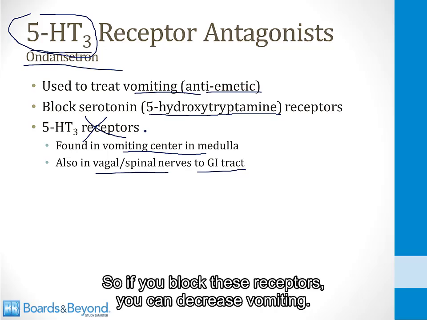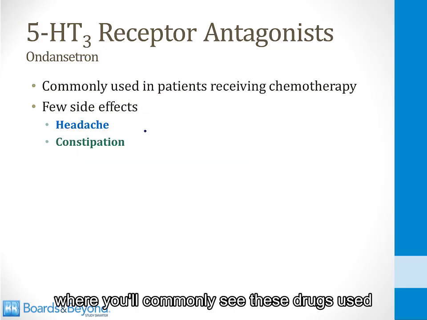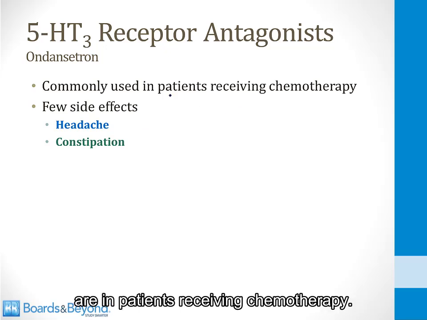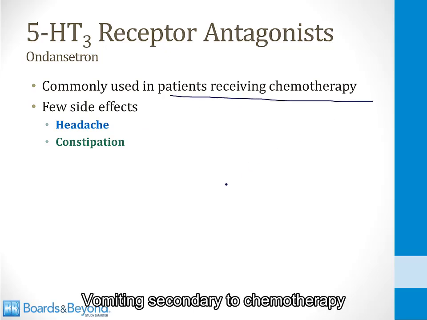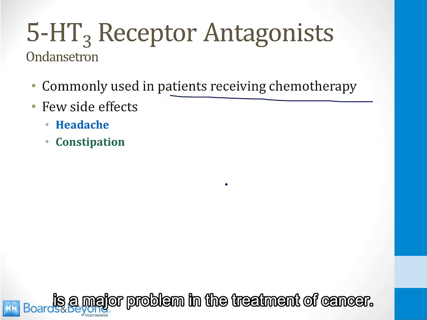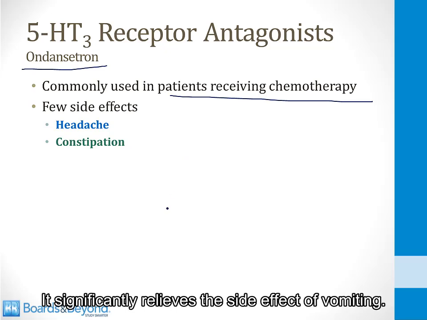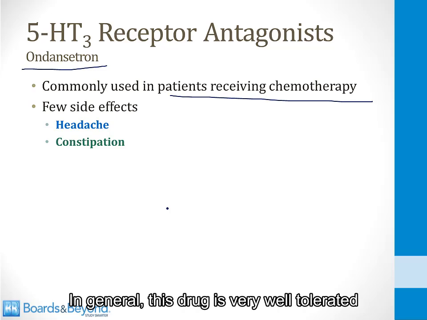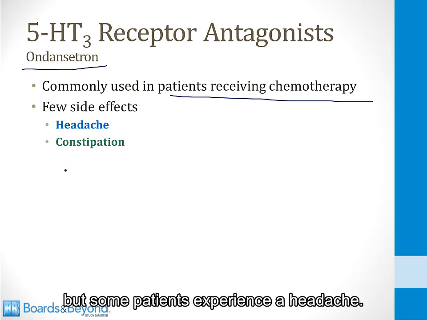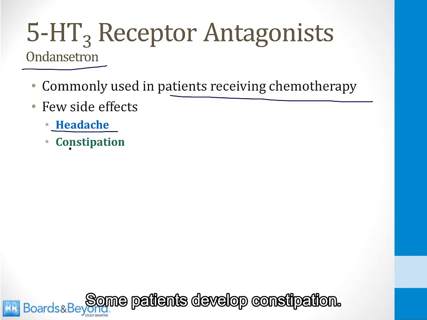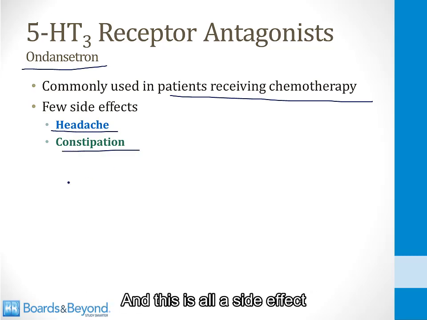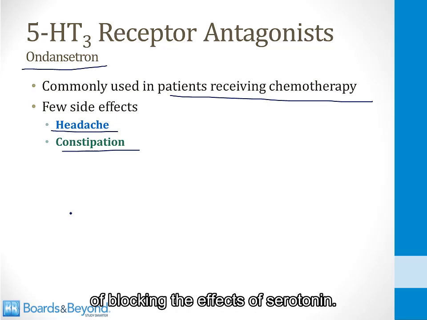can decrease vomiting. One of the main places where you'll commonly see these drugs used is in patients receiving chemotherapy. Vomiting secondary to chemotherapy is a major problem in the treatment of cancer, and ondansetron really represents a breakthrough. It significantly relieves the side effect of vomiting. In general, this drug is very well tolerated and has few side effects, but some patients experience a headache and some patients develop constipation, and this is all a side effect of blocking the effects of serotonin.